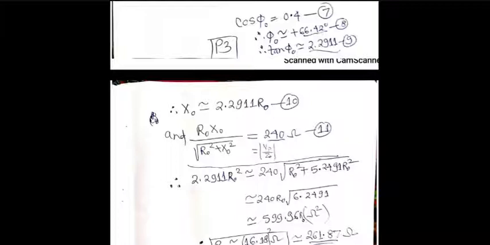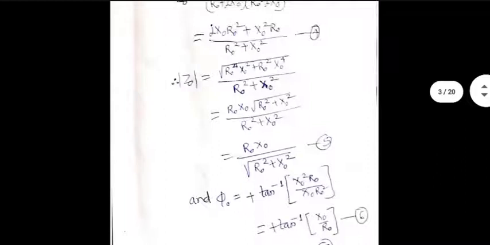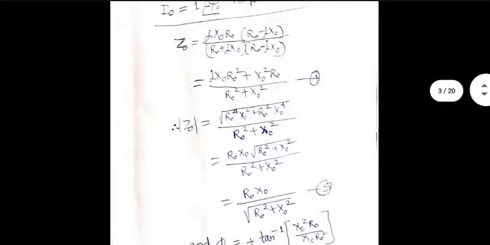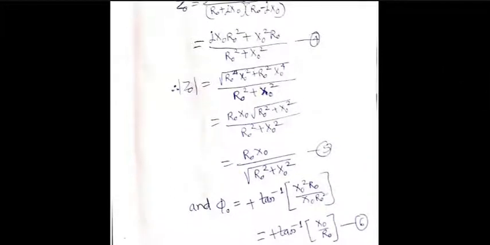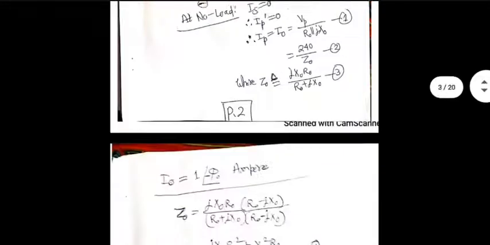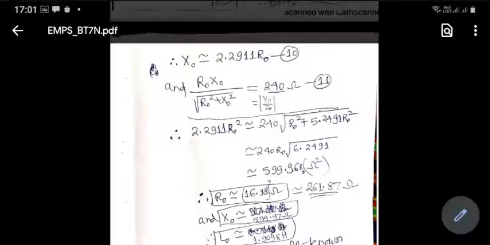Or you can directly write the value of impedance Z naught and its magnitude, which is given as equation 5. Okay. Magnitude of Z naught should be this in terms of R naught and X naught. And we also know that magnitude of Z naught will be 240 divided by magnitude of Ip. And magnitude of Ip is 1 ampere. So magnitude of Z naught is 240 ohm. So that way you can write another equation, which is written here.